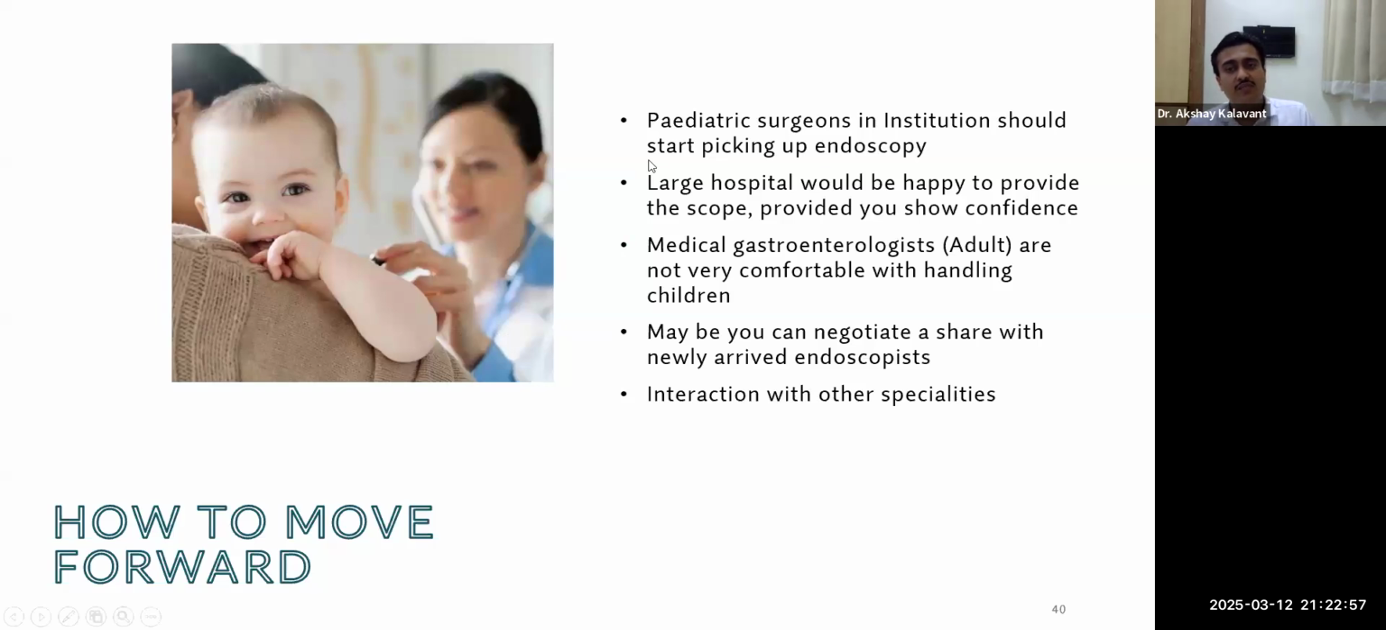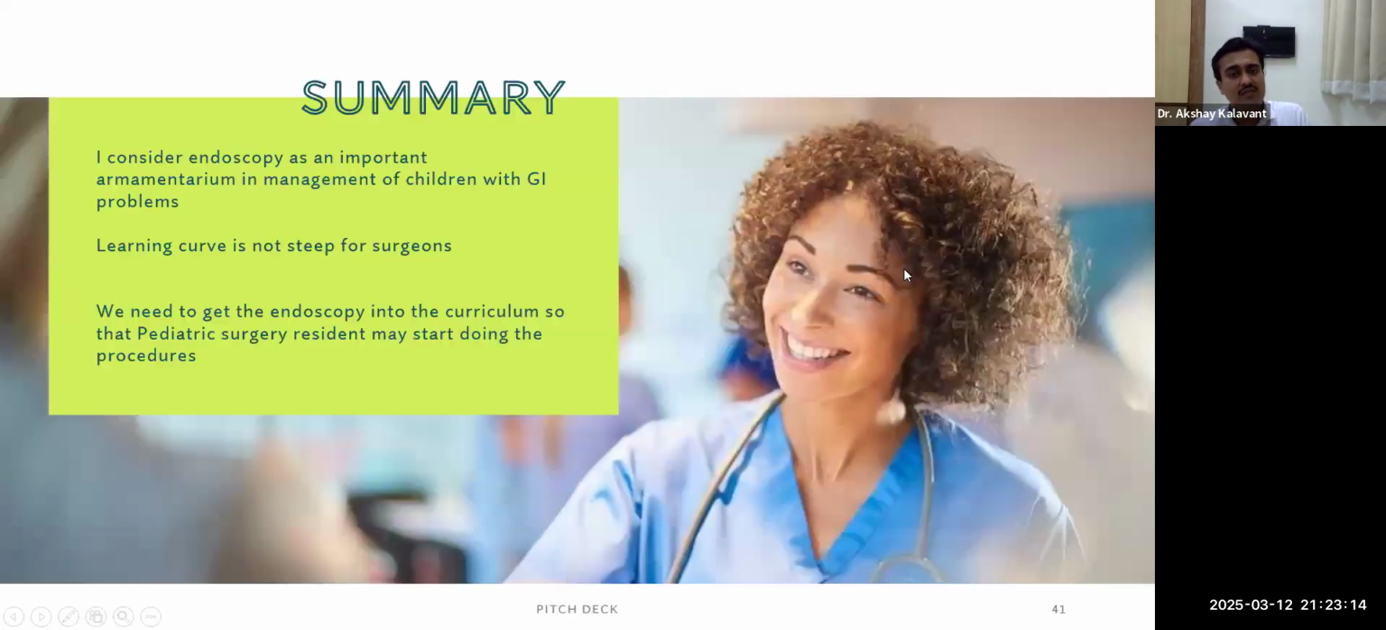Now, how to move forward? Basically, we need to create interest within ourselves. Most of the medical adult gastroenterists are not very comfortable handling children. We should understand, so we should take more interest in getting into this field, so that we can gain more experience. In summary, I consider that endoscopy is an important armamentarium in the management of children with GI problems.